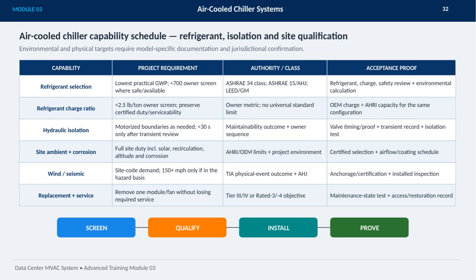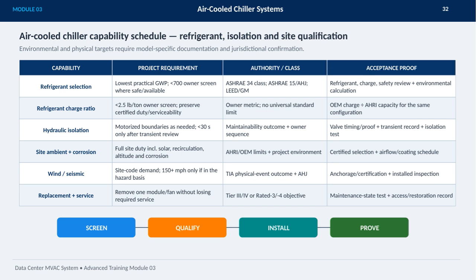This slide focuses on the air-cooled chiller capability schedule, specifically highlighting refrigerant selection, hydraulic isolation, site qualification, and serviceability requirements. The key takeaway here is that environmental and physical targets demand model-specific documentation and compliance with local jurisdictional regulations.